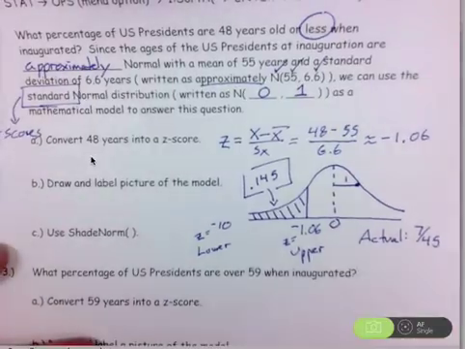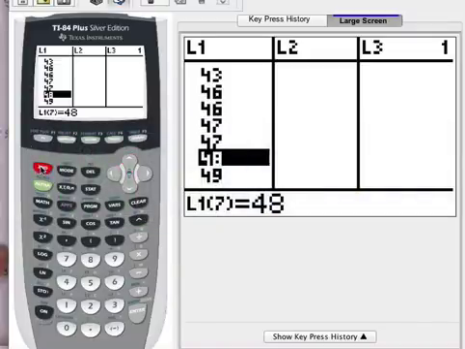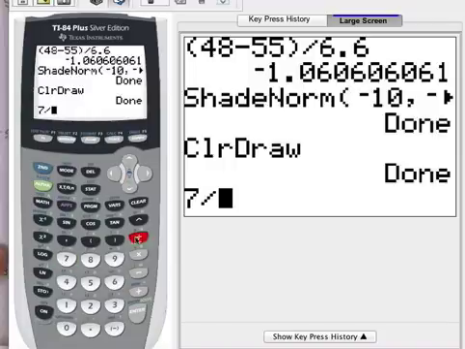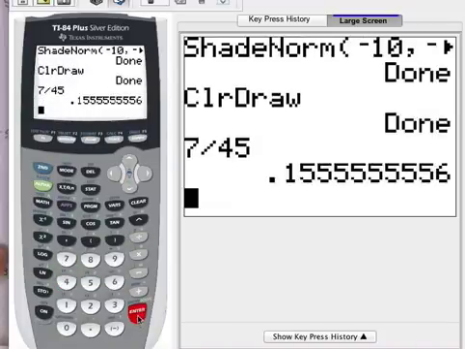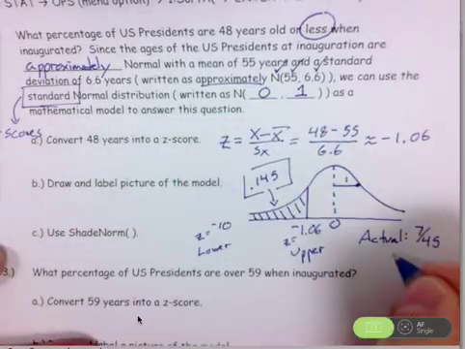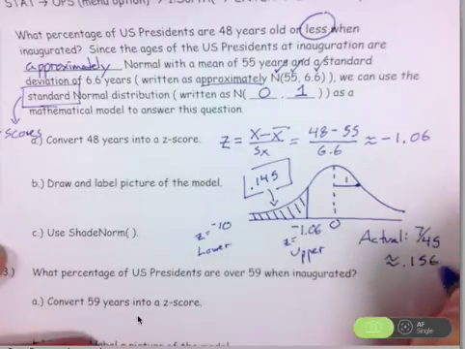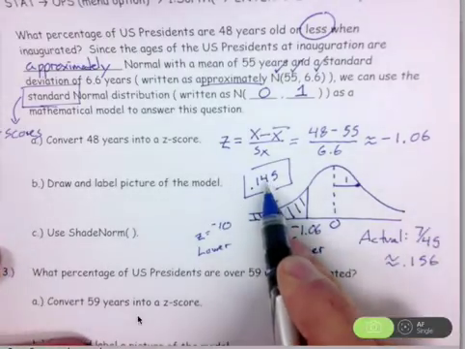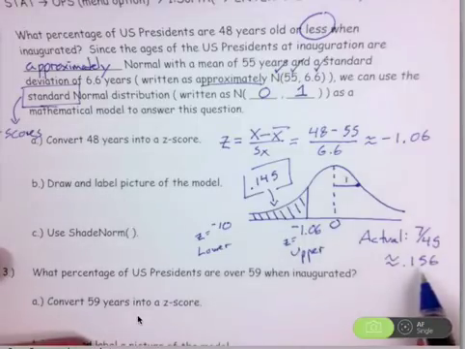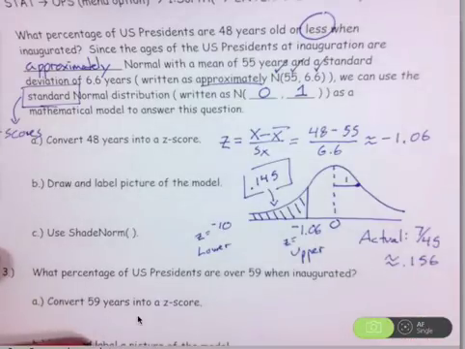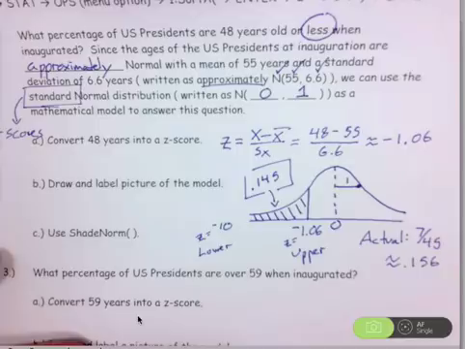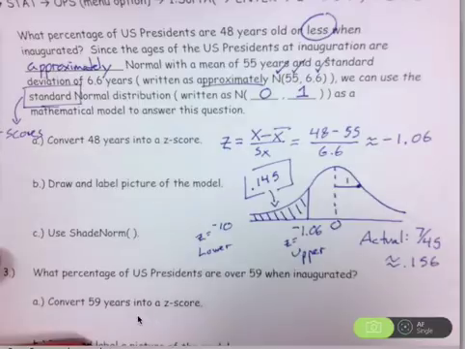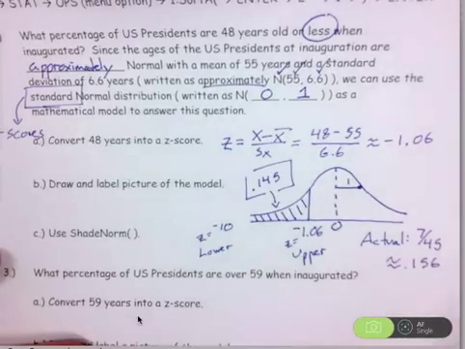So let's see what 7 out of 45 is. I know we're pretty close. Going back to the home screen, 7 divided by 45, the actual percentage using the data is about 15.6%. So again, what I want you to realize is our model predicts 14.5%. The actual value, according to the data, is 15.6%. They're not exactly the same, but that's not the idea of a mathematical model. The model is meant to be an approximation to reality. It's not a perfect fit, it's an approximation. And that's the idea behind using a mathematical model.